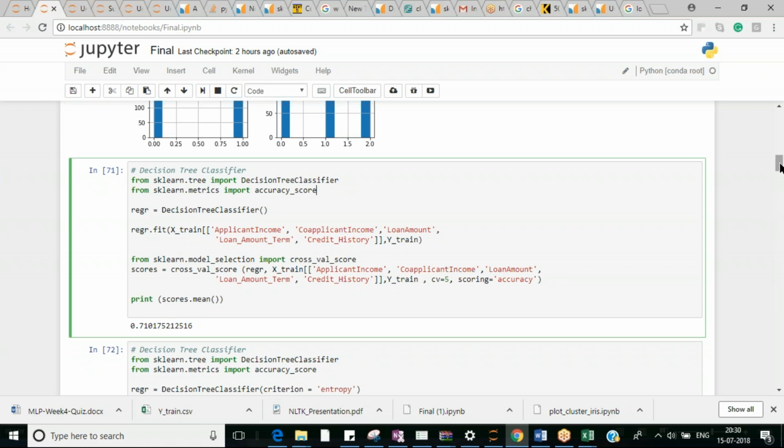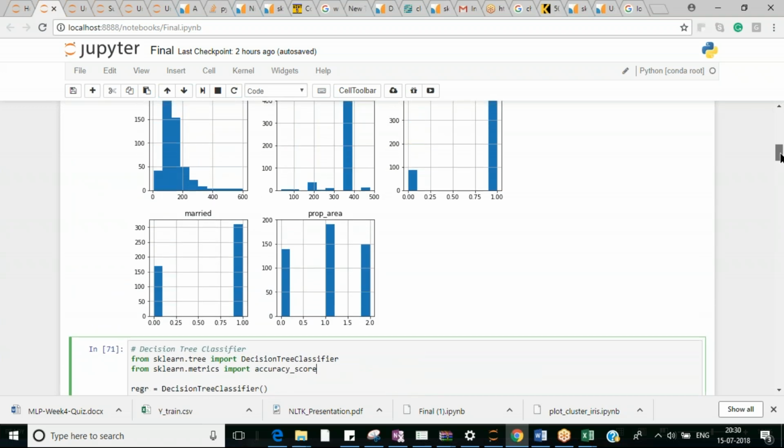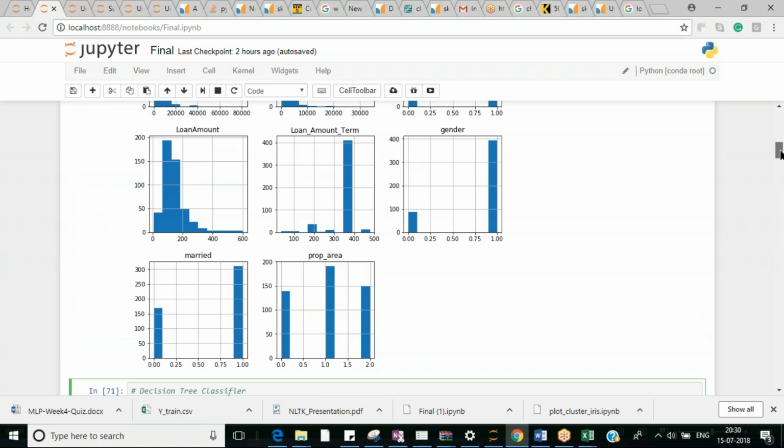So why have we not used the other variables? Any idea why?